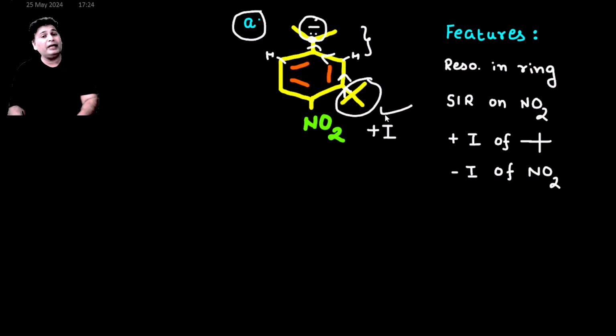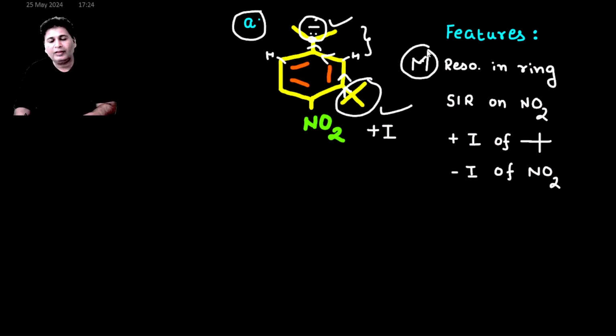The plus I effect of tertiary butyl is not helping in the stabilization of the negative charge. Rather it is a demerit. So you understand this resonance is a merit, so I will write it as merit. SIR on NO2, it's a demerit. Why is it a demerit? Because NO2 cannot take the minus charge from the ring and support the delocalization of the negative charge because it is not in conjugation. So it's a demerit. Plus I is a demerit.